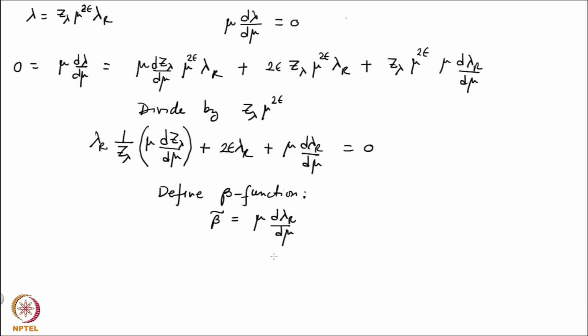So from the definition itself, it's clear that because lambda r is a finite object, a finite number as epsilon goes to 0, and mu is anyway a parameter, this beta tilde is a finite object. Beta tilde is finite because lambda r is finite.